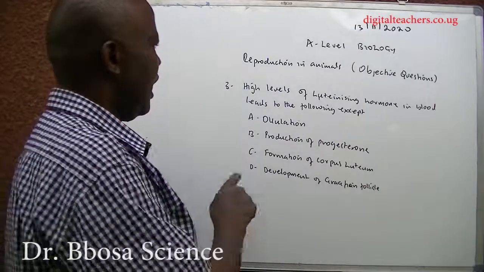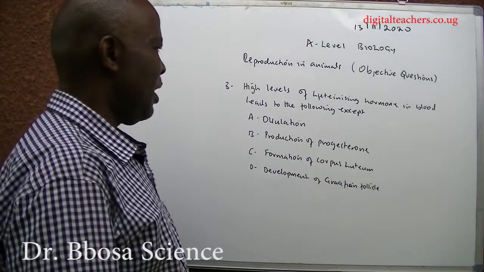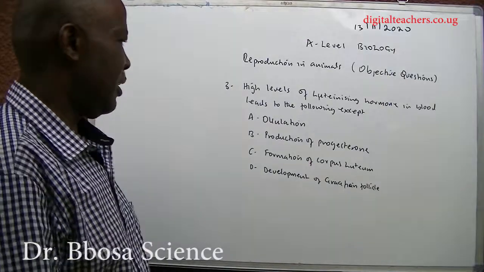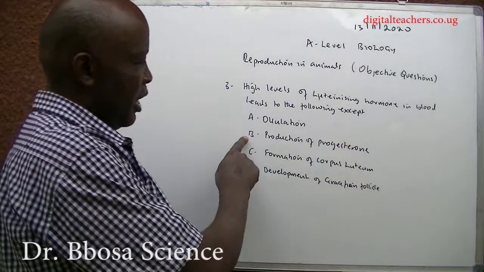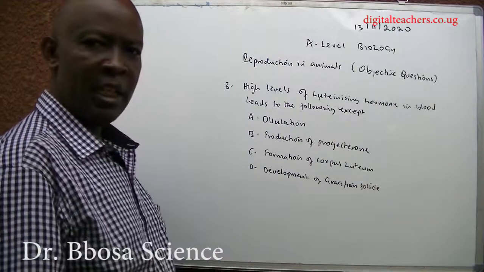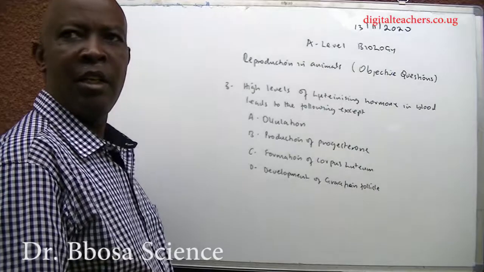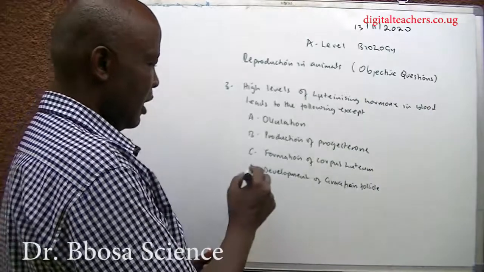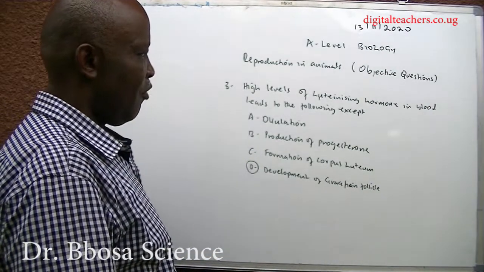3. High levels of luteinizing hormone in the blood leads to the following except A. Ovulation. B. Production of progesterone. C. Formation of corpus luteum. D. Development of Graafian follicle. You can pause and answer. The answer is D. Development of Graafian follicle.